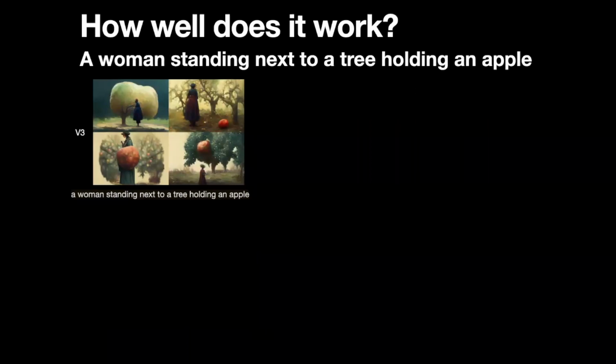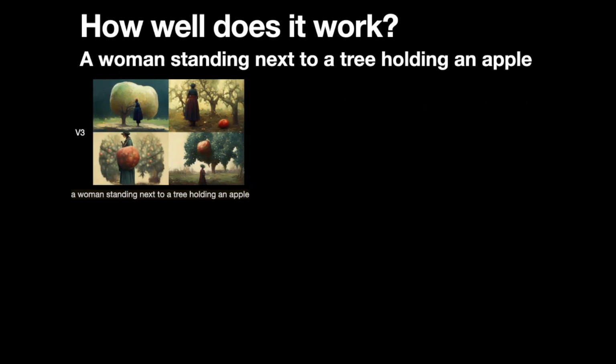So I did a whole series of examples: a woman standing next to a tree holding an apple. And literally that's what I gave the engine. And these are the 4 images I got back. Now, the question is, why did it make so many mistakes? Like there's no woman holding an apple next to a tree. There's trees, there's women, there's apples.